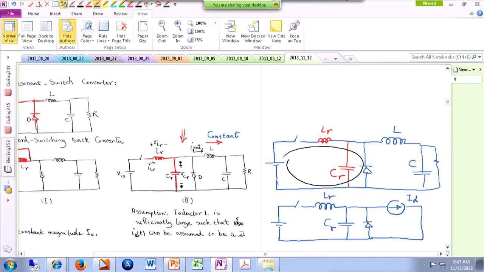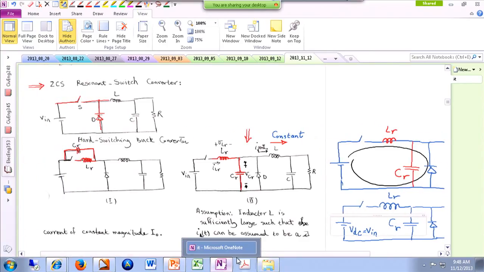Of IDC or IL, and this is VDC or VN. So this is basically the system that we are trying to analyze. We kind of got rid of the dynamics of the main inductor and the main cap to actually make it easier to analyze.